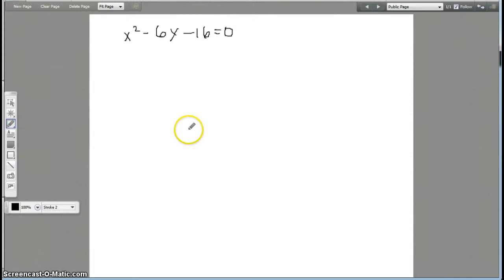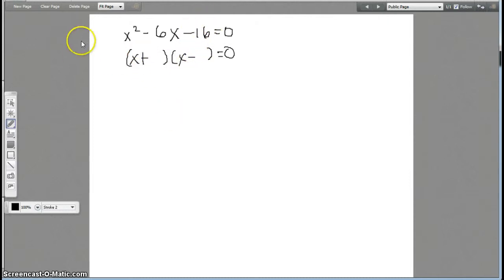We know that we can factor it and then set each of our factors equal to 0 using the zero product property. So if we needed to factor this, let's go ahead and draw our parentheses. We know that we would have an x and an x. And to figure out what goes in these, because our final term is negative, we have to have a positive and a negative.